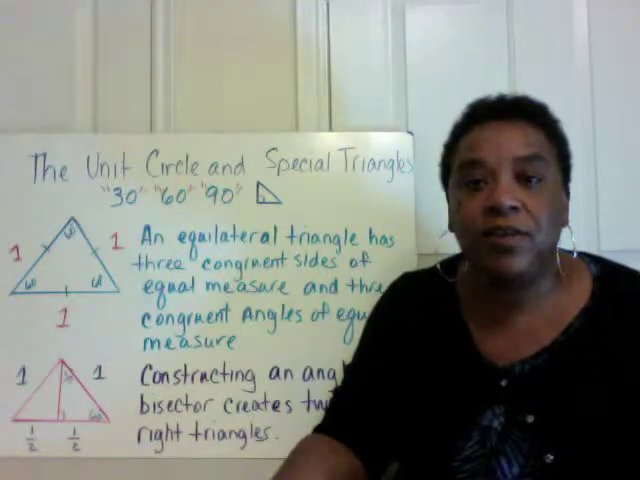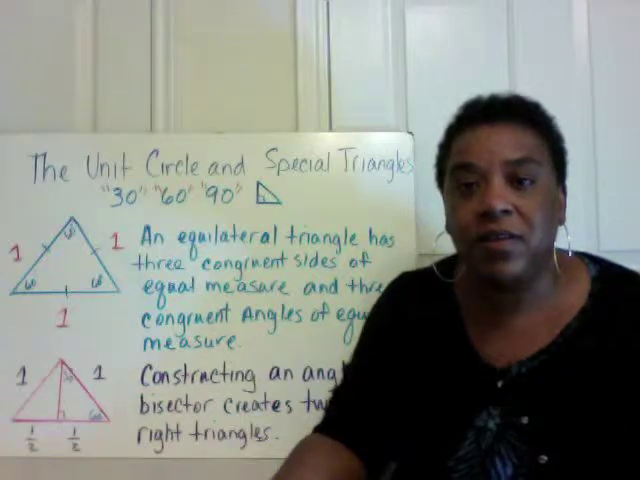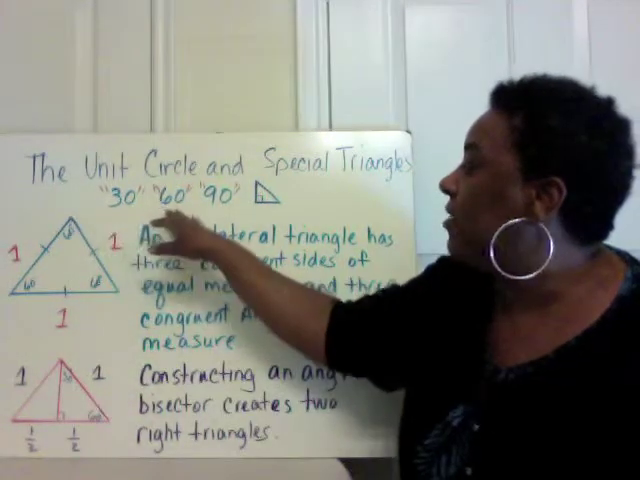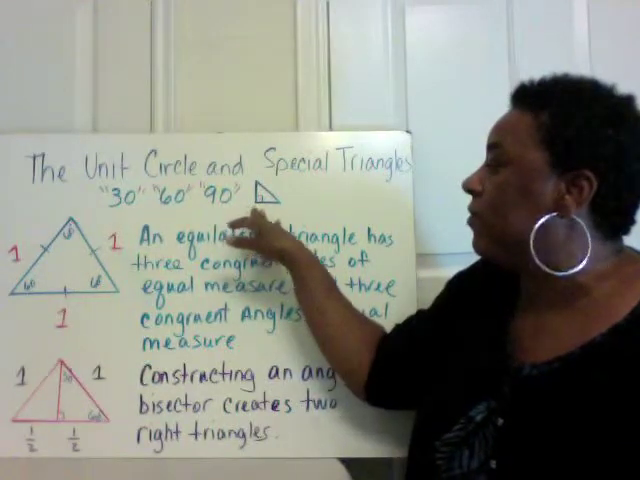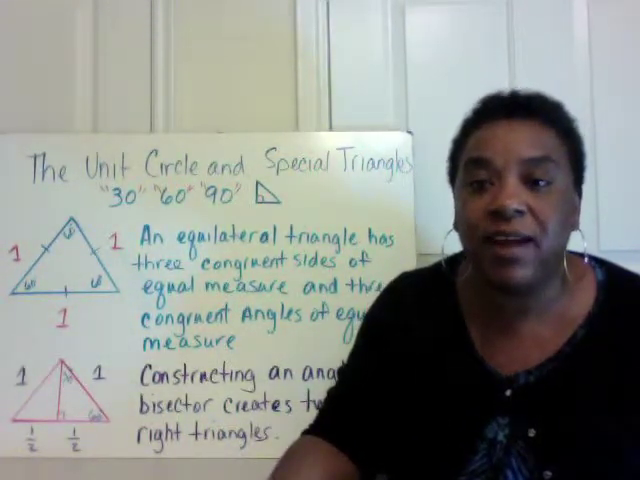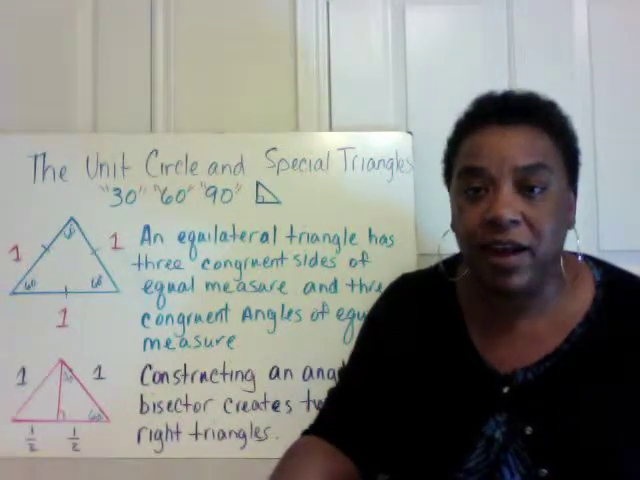Let's talk about the unit circle and special triangles. The first special triangle we want to talk about is the 30, 60, 90 degree triangle. Now we can derive a 30, 60, 90 degree triangle from an equilateral triangle.